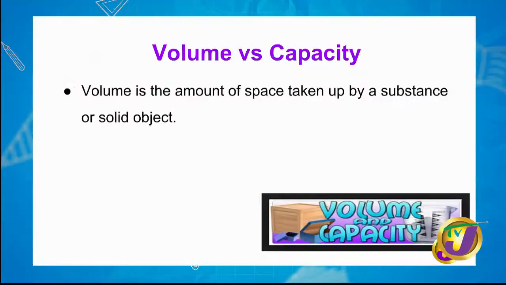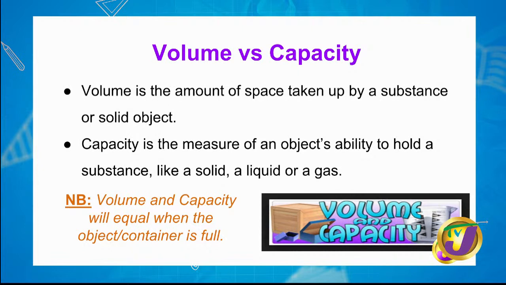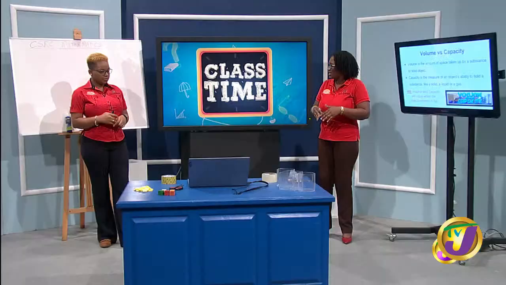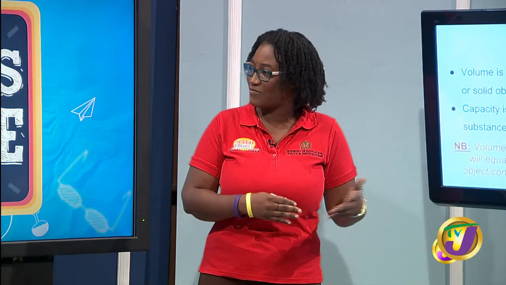Important question. When we talk about volume, we're talking about the amount of space taken up by a substance or a solid object. But when we talk about capacity, we're talking about the measure of an object's ability to hold a substance like solid, liquid, or gas. Based on what you said about capacity being the measure of an object's ability to hold a substance, that sounds like there's a hollow section in this particular solid, seeing how much solid, liquid, or gas it can hold in it.